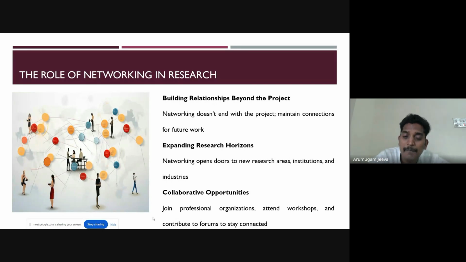And collaborating opportunities. You can jointly work with various professional organizations by attending a workshop. It may happen geographically in a different area, and you can contribute to various forums to stay connected. So these are the various roles of networking in research.